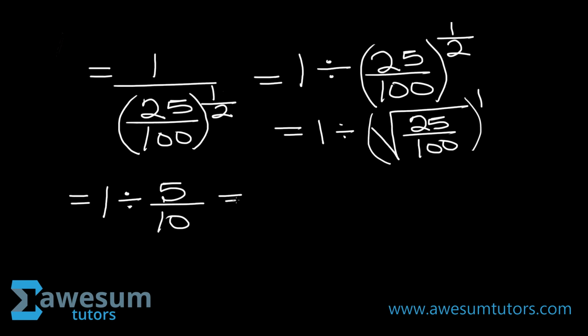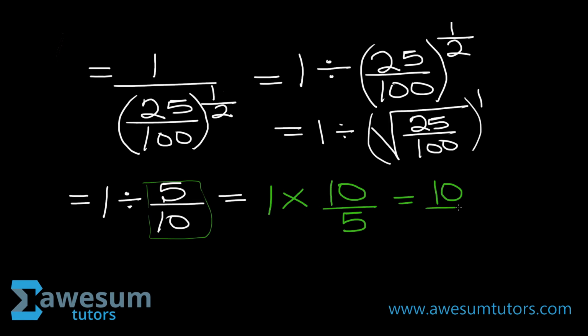Very good, guys. Now is the right time to change the division sign to a multiplication sign. So I will have 1 times, if I change it to a multiplication sign, I will invert this fraction right here. So that's going to become 10 over 5. So now I will have 1 times 10 is 10 over 5. In that case I can divide 5 here 1, 5 here 2.